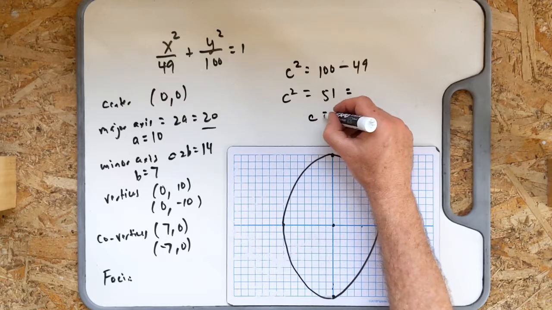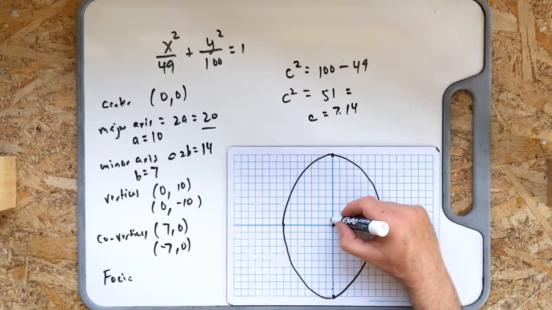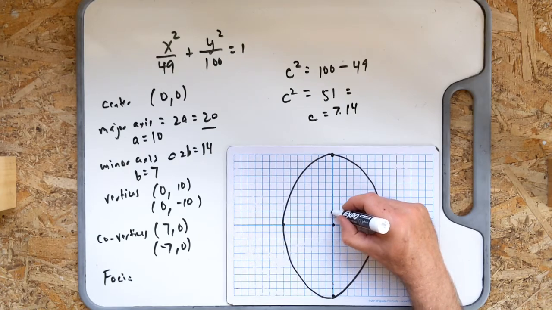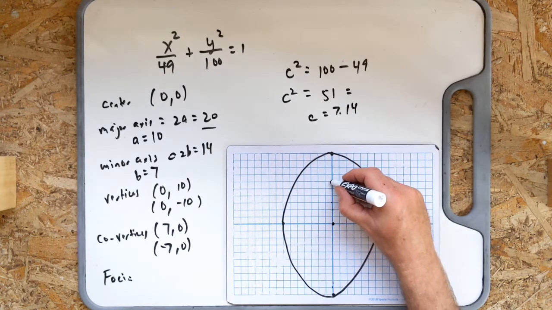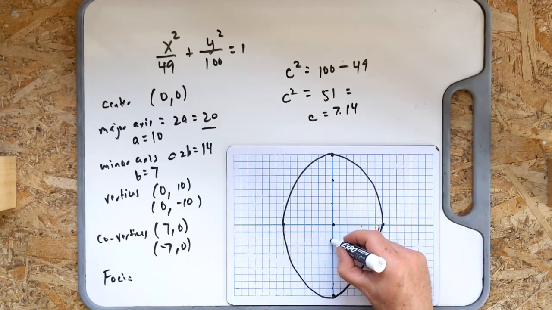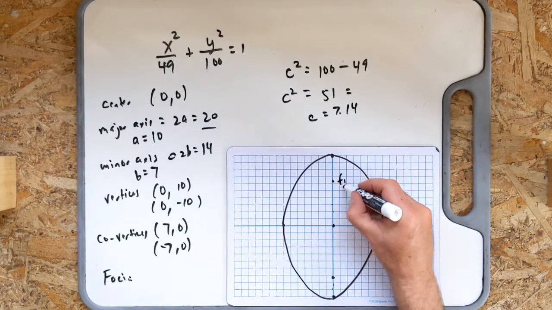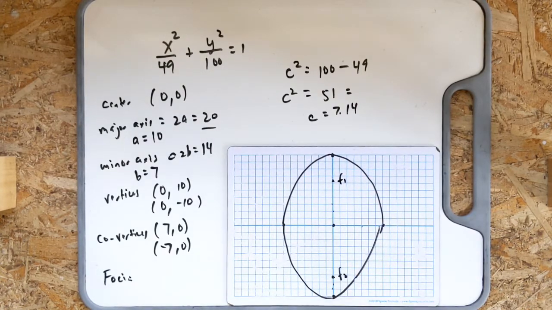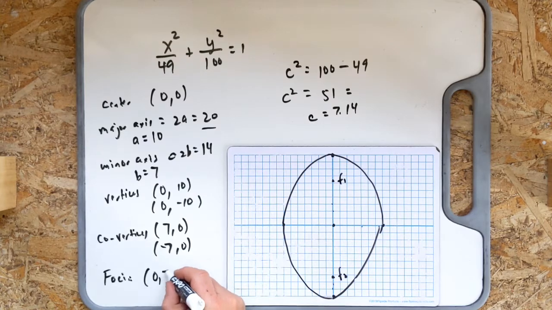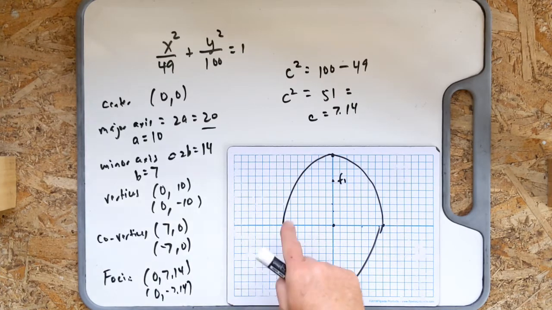It's c is 7.14. What that means is that the foci is up on the y-axis, 3, 4, 5, 6, 7.14, and down here as well, 1, 2, 3, 4, 5, 6, 7.14. Here's my first focus, here's my second focus. And my points are 0, 7.14, and 0, negative 7.14. Okay, so when it's around 0, 0, it's pretty straightforward. All the points are easy to get.